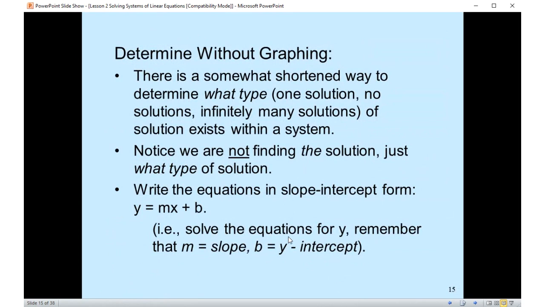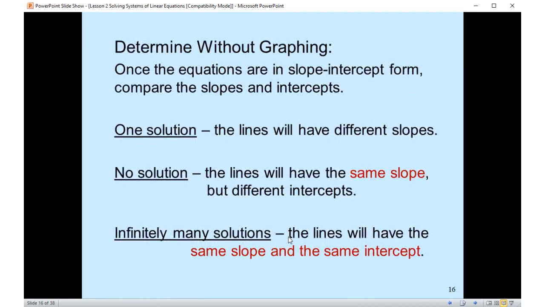There is somewhat of a shortened way to determine what type of system you're dealing with, whether there's one solution, no solutions, or infinitely many solutions within a system. So in these cases, we're not finding the solution. We're just going to say what type. So what you do is you write the equations in slope-intercept form, and then you look to see if the slopes and the intercepts are the same.